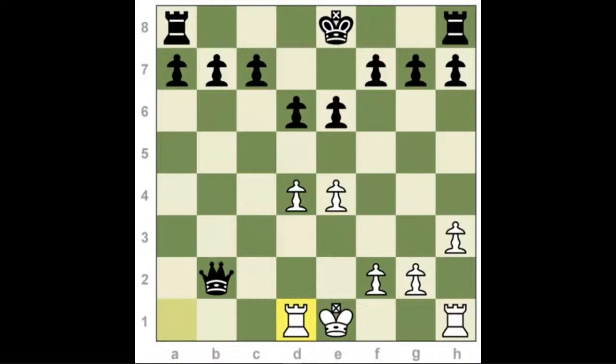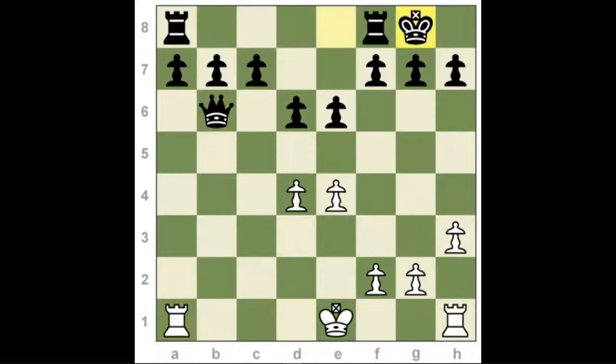But let's say instead of castling, black had retreated his queen, and I moved my rook back here, and now black castled. Would I be allowed to castle queenside? Absolutely not, because this rook has moved. Okay, so I can't castle queenside, but I can castle kingside.